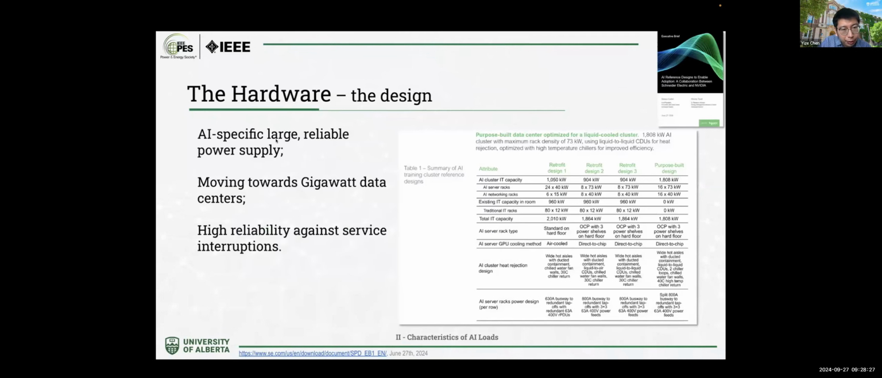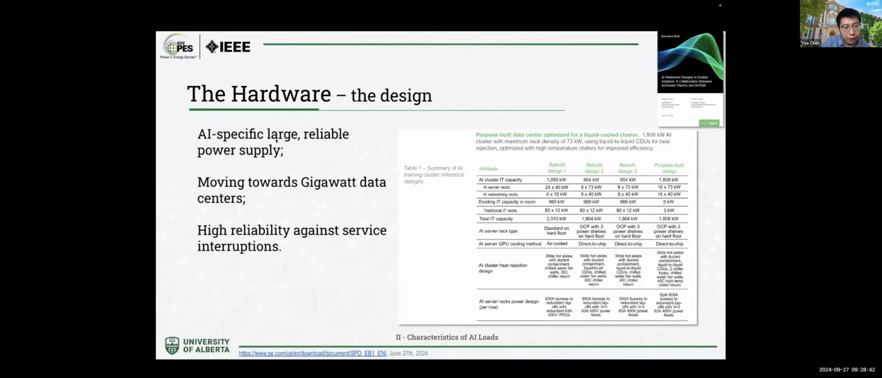Okay. So here is a design from Schneider about the AI data center. Right now we are moving more and more toward retrofitting traditional data centers into AI data centers. And to accommodate the AI load, some design principles are like this.